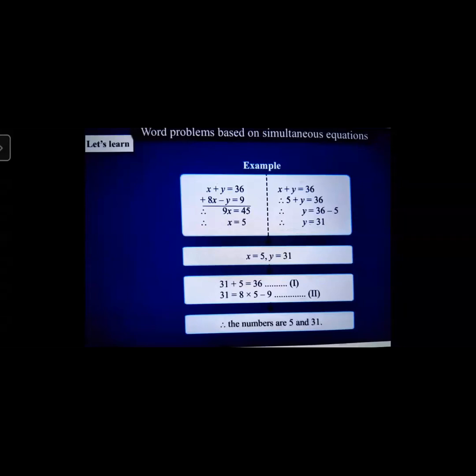8 multiplied by first number, 8 multiplied by 5, is 40. 40 minus 9 is 31. So left hand side is equal to right hand side. So we have verified our result. Therefore the numbers are 5 and 31.